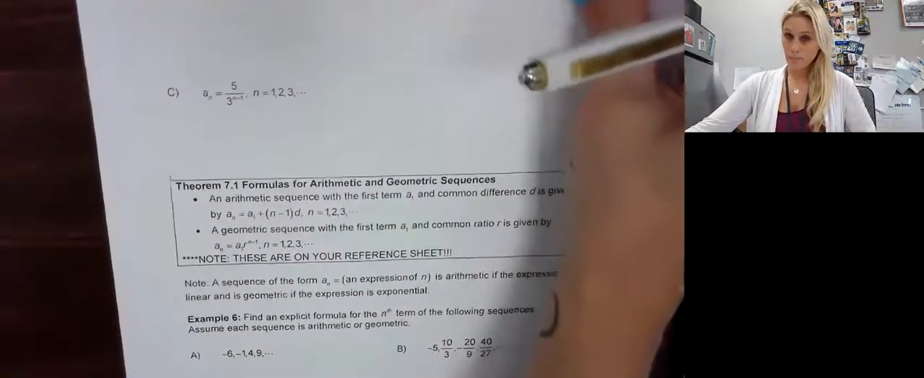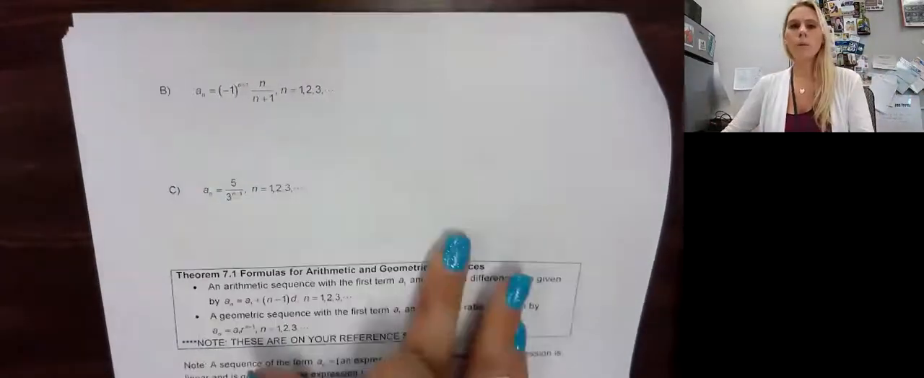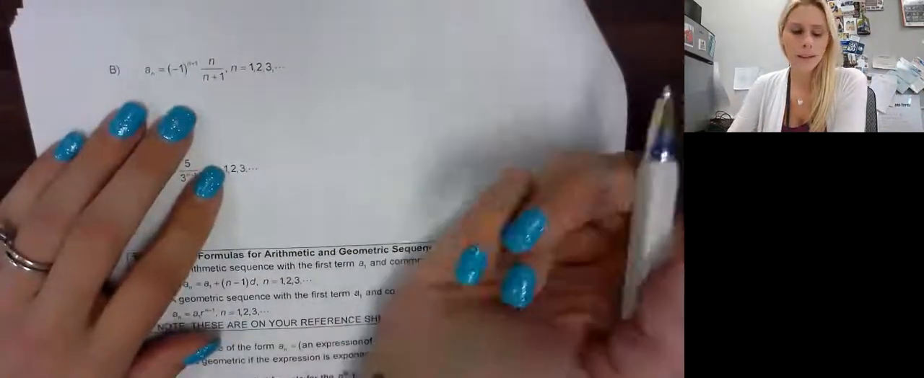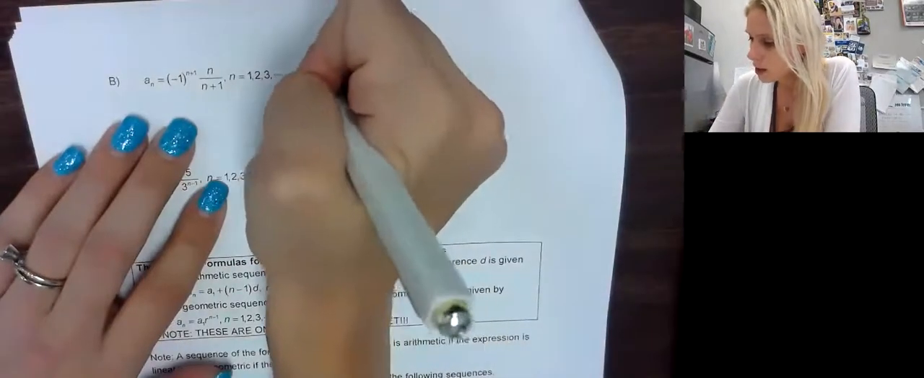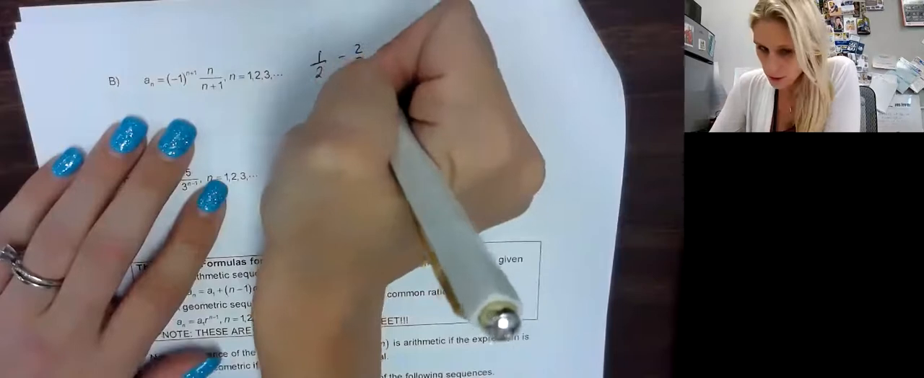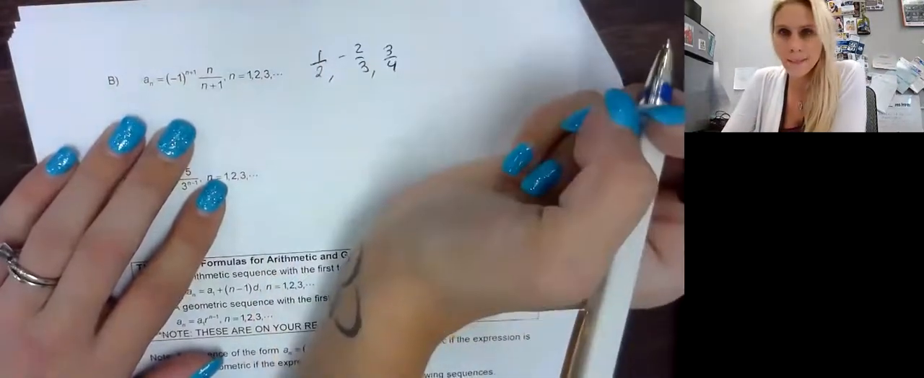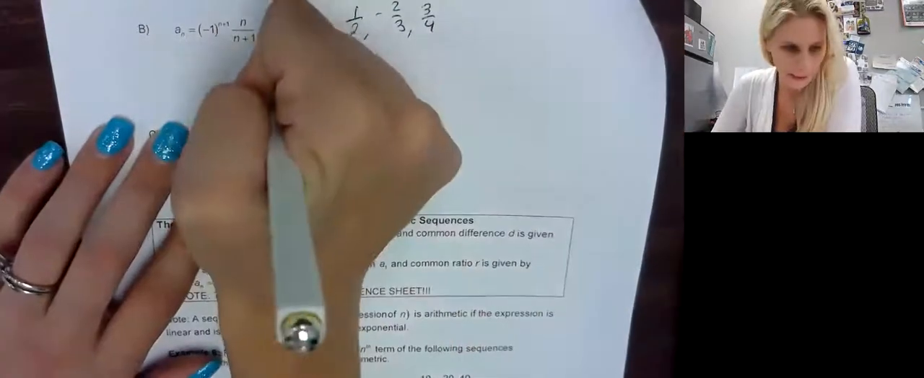All right, and B, well, if you remember, we did this pattern on the other page. It was 1/2, -2/3, and 3/4. Are we multiplying by the same thing? No, we're not. So this is neither.